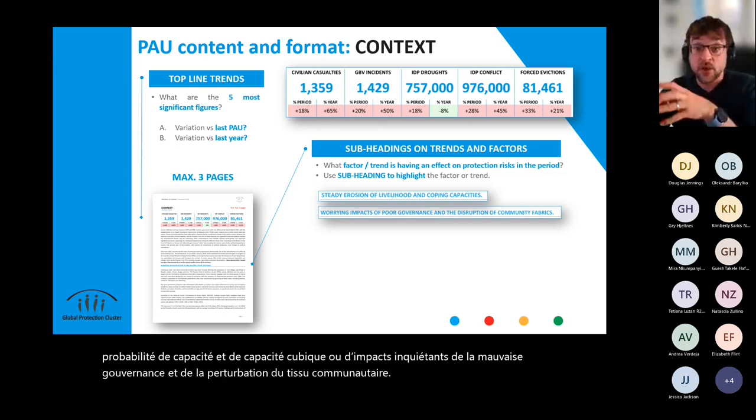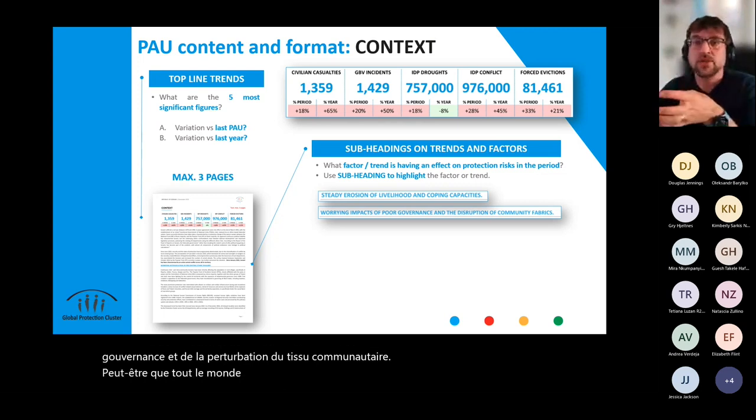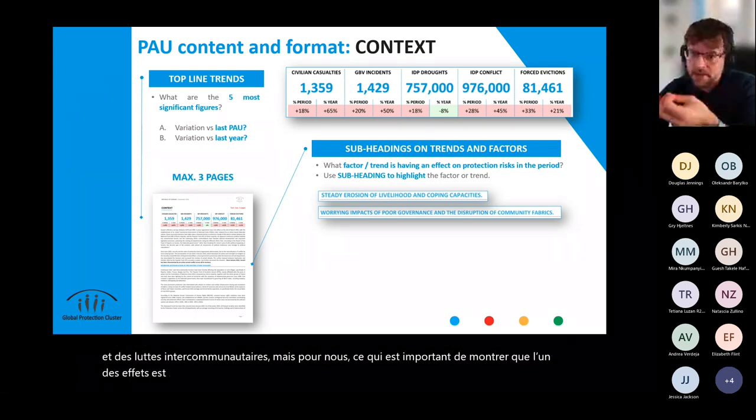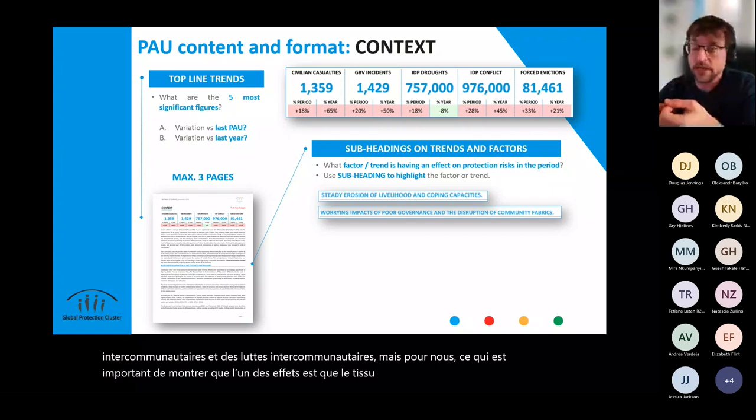Maybe everyone in the context knows that there is intercommunal tension and intercommunal fighting. But for us, what is important to show is that one of the effects is that the community fabric is actually being destroyed, and this is having an impact on the protection risks we are presenting in the analysis.